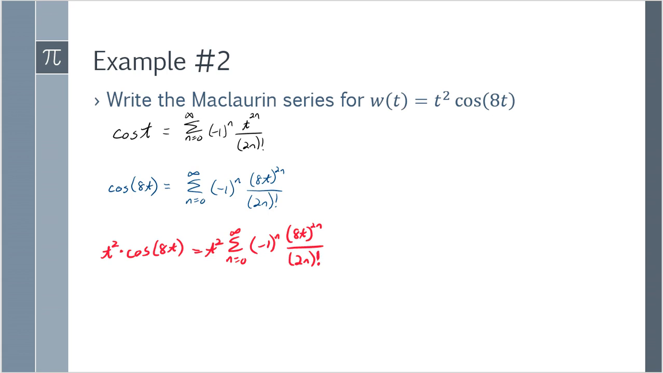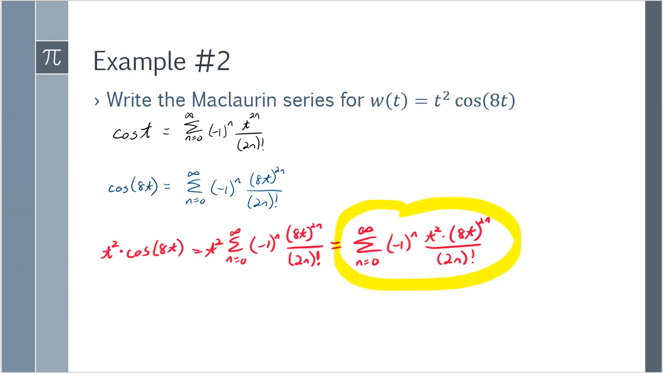But according to my series, n is the only thing that's changing, so I can put the t squared inside the series. So this is the series, n going from 0 to infinity, -1 to the n, t squared times the quantity 8t to the 2n over the quantity 2n factorial. And there is my series.